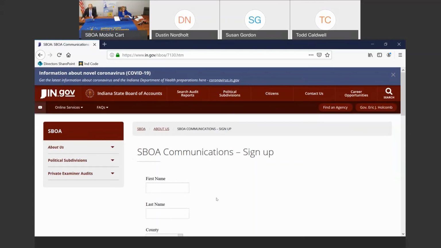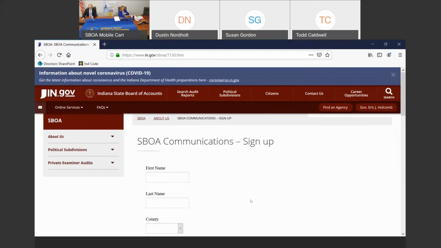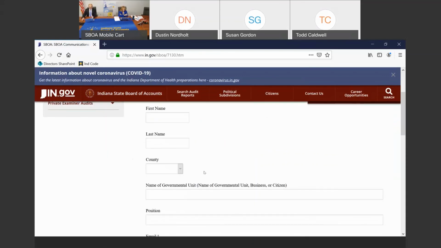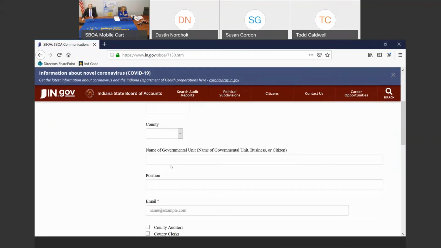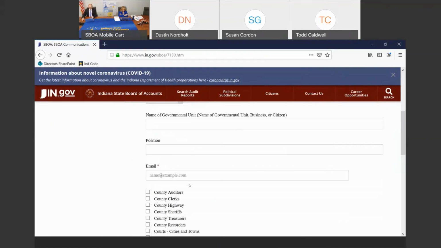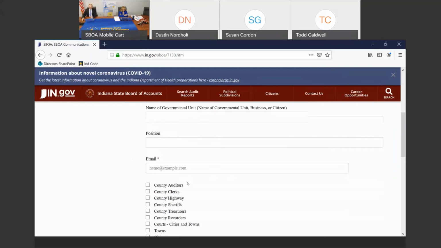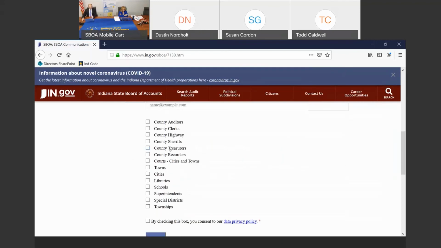But there should be a place for you to type in your name, first name, last name, indicate your county, the name of the governmental unit that you're with, what your position is, and then the all-important email address that you want these to go to. And then you can select from a list of different entities that we send emails and notices out to. So click the ones that you want. If you want to click them all, you're going to get all kinds of emails that aren't going to pertain to you. But if you're a clerk treasurer, you want to know what's going on in your county highway, you can put a check in that box.